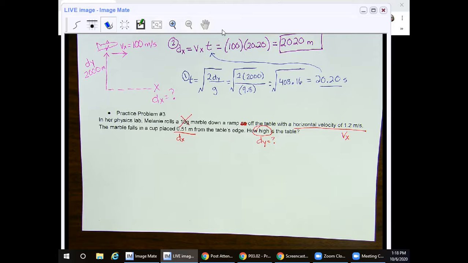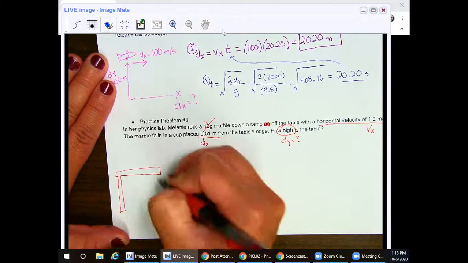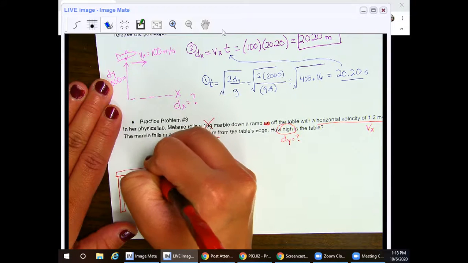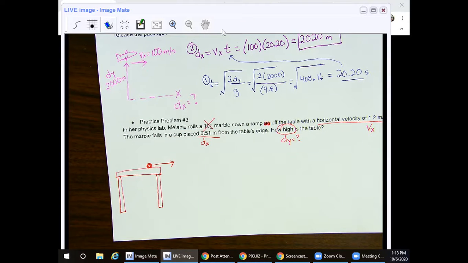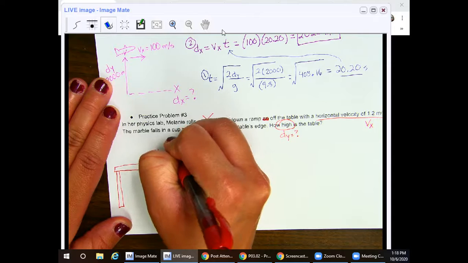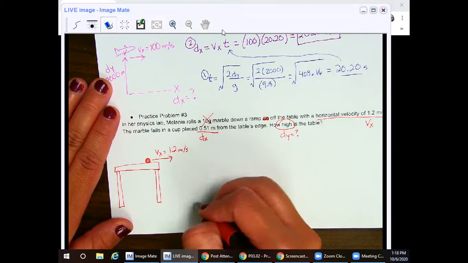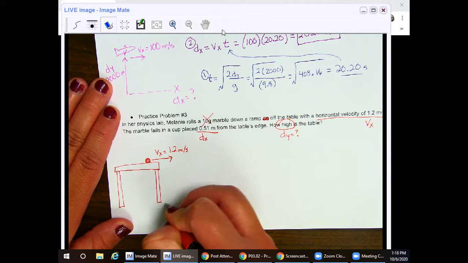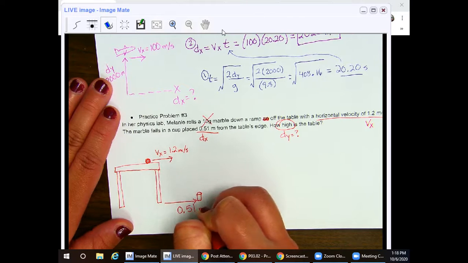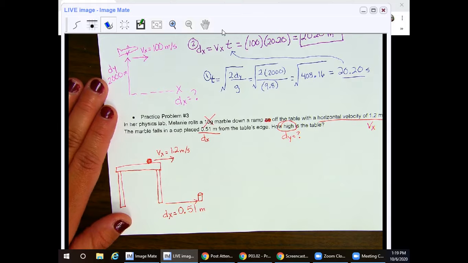All right, so if you want to draw it, you can. Again, you don't have to. This is my table. This is my marble rolling off of it. We know it has a horizontal velocity of 1.2, so my Vx equals 1.2 meters per second. And we know it drops in a cup. So this is my cup that's placed 0.51 meters away. And we said that's my dx. And we're looking for our dy.